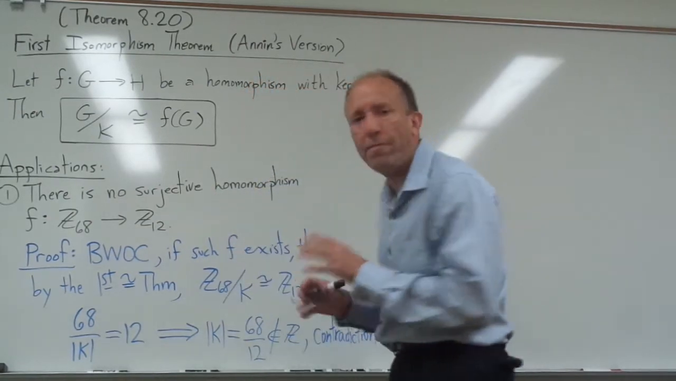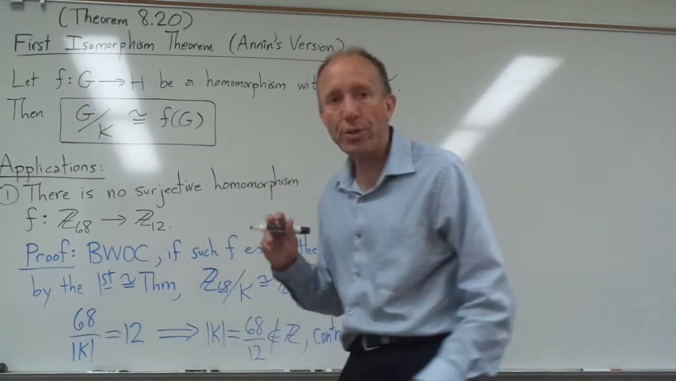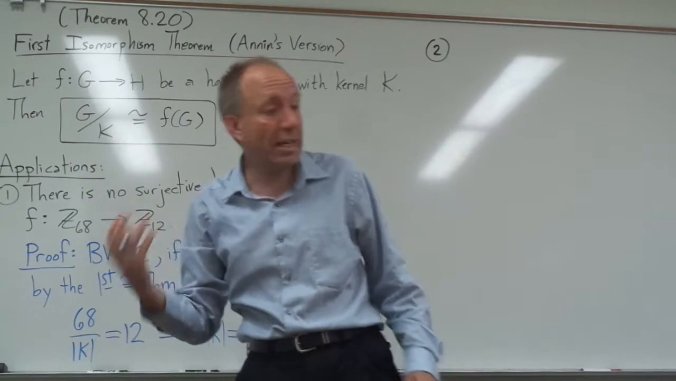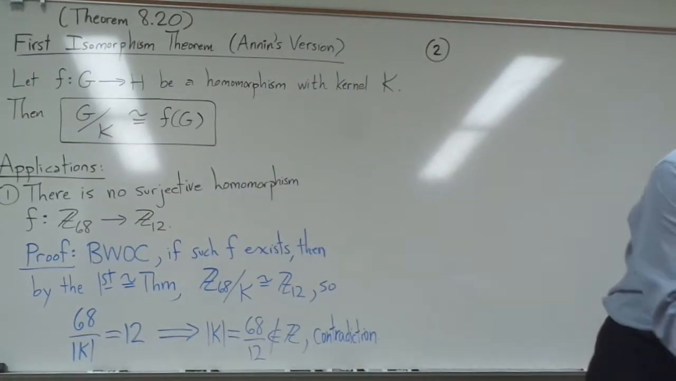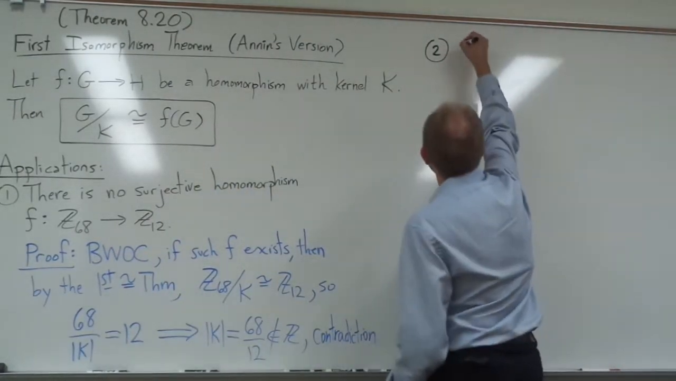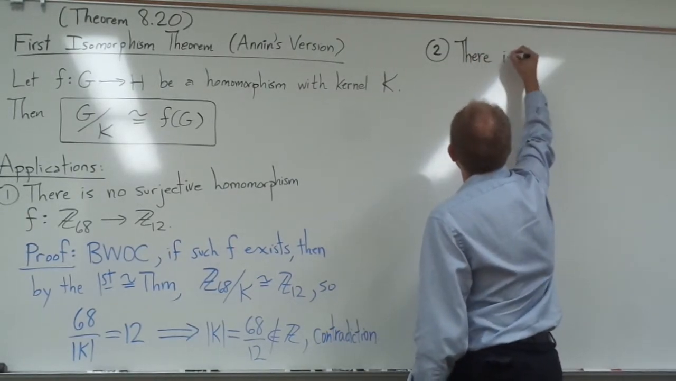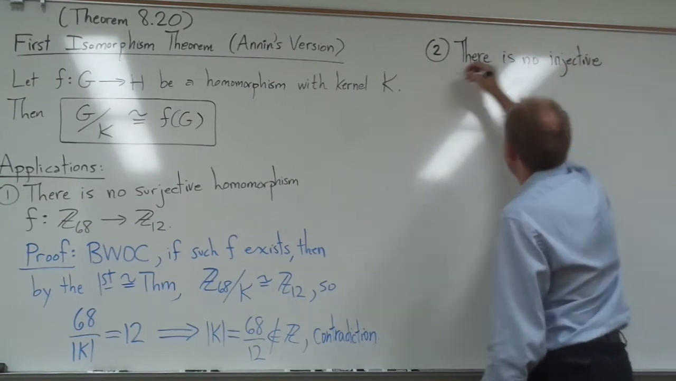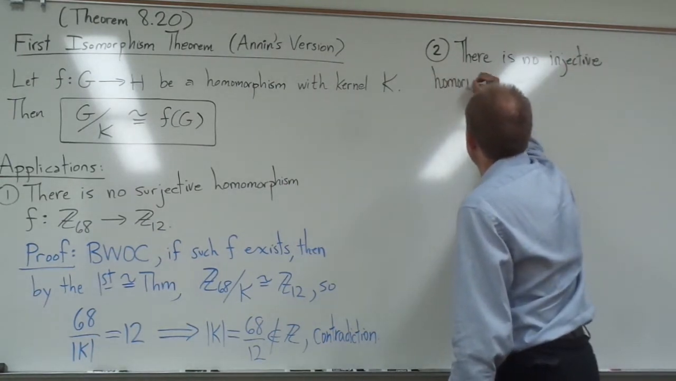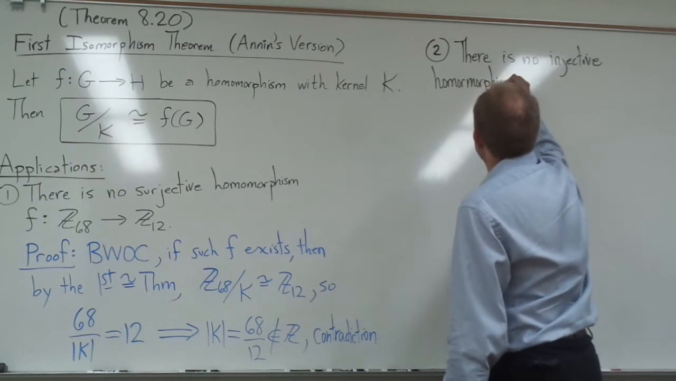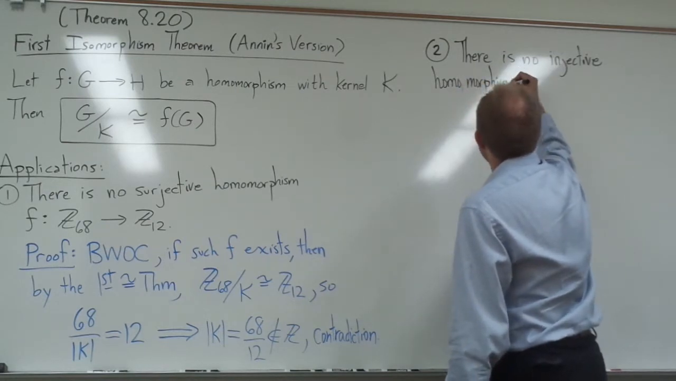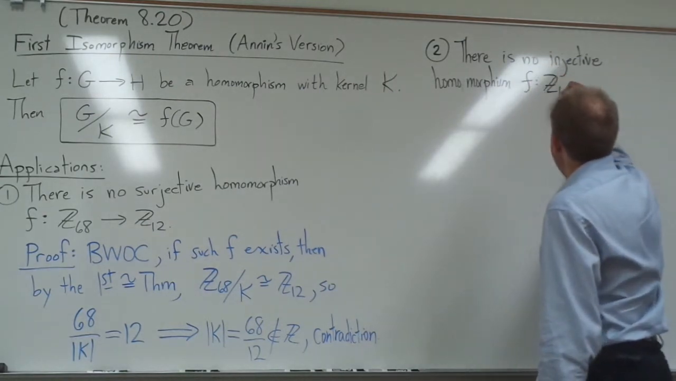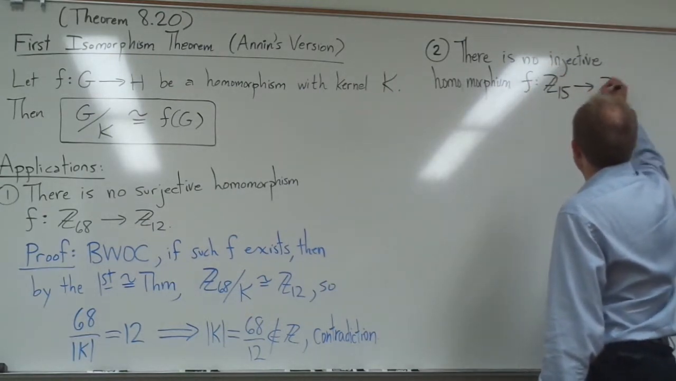Let me show you a few more applications of this First Isomorphism Theorem. It turns out we can do something very similar with injections as well. So I'm going to give you an example of that nature. There is no injective, in other words, one-to-one homomorphism f, let's say from Z15 to Z20.